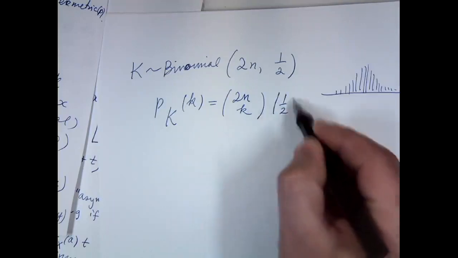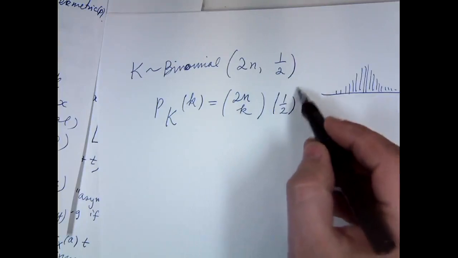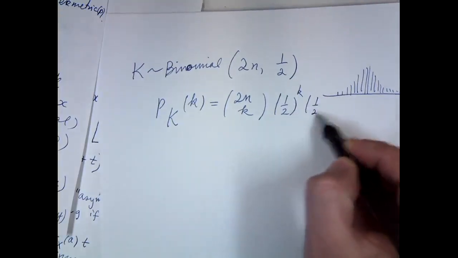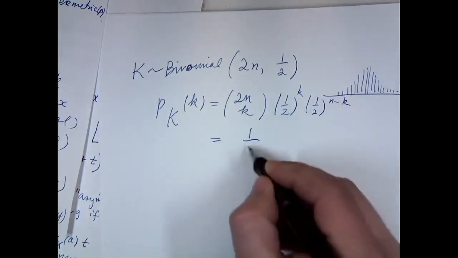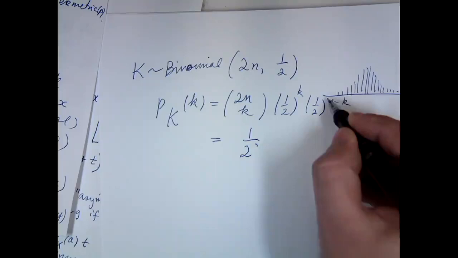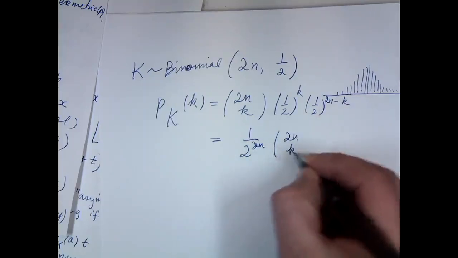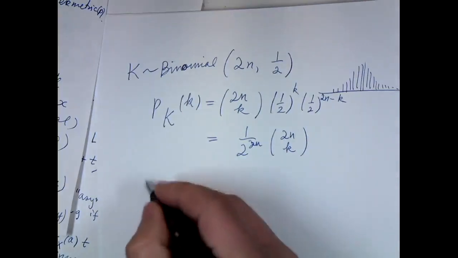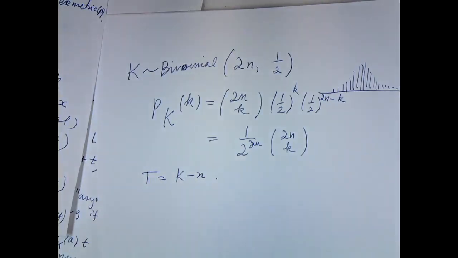1/2 to the K, 1/2 to the power n minus K. The 1/2 makes things easier also because of this cancellation. So that equals 1 over 2 to the power 2n, of course, times 2n choose K. So I'm just going to let t be K minus n. That's just a bit nicer because that will be centred around 0.